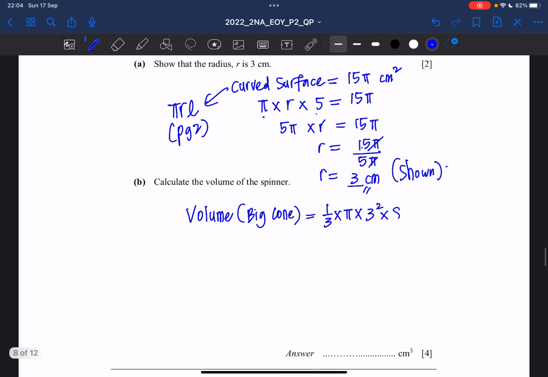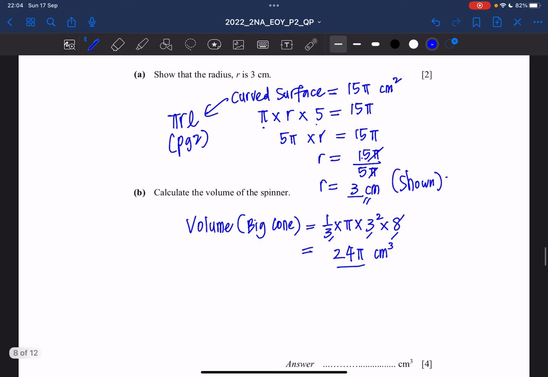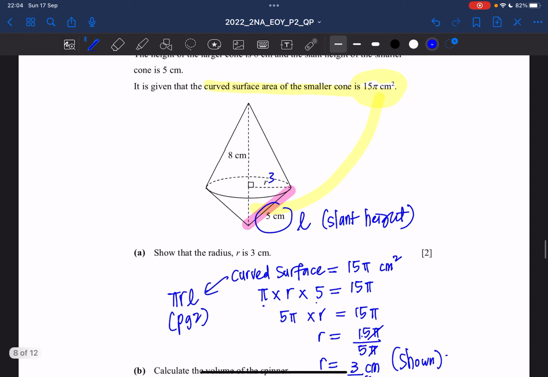Okay, height is 8. So let's calculate this and leave our answers in pi first. So 1/3 times 3 power 2 times 8. So it's 24 pi. So we have 24 pi centimeter cube. Okay, then let's go back to our diagram here.